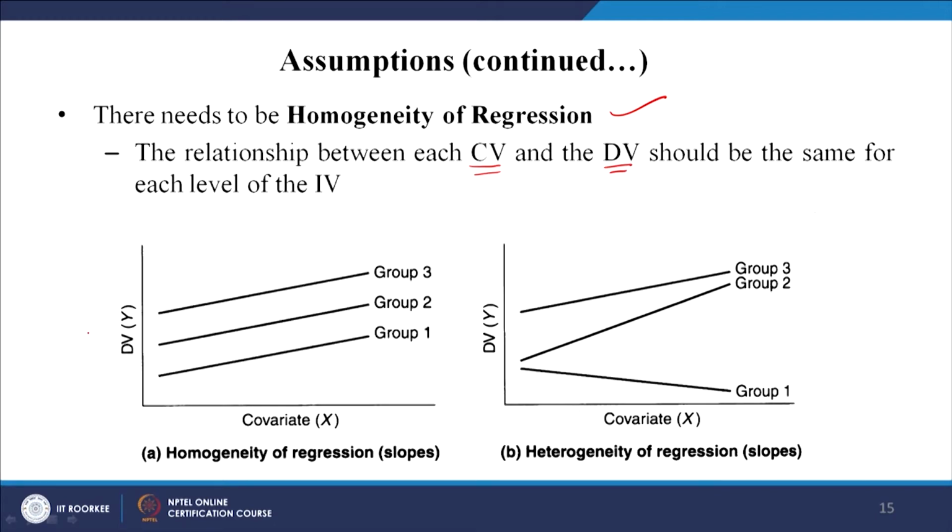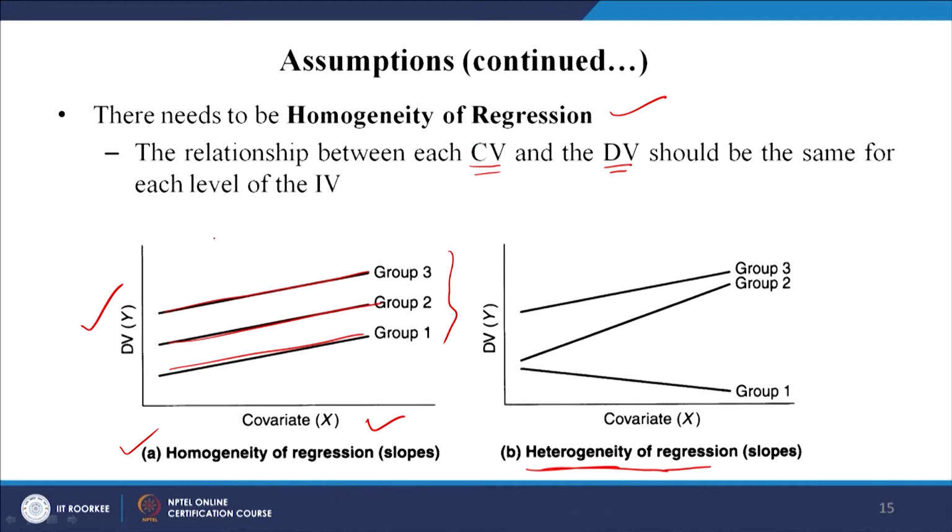Now, look at this. This is my dependent variable, this is my covariate, and there are 3 levels, right. If you see these 3 lines, you can understand they are not meeting each other, they are not interacting at any point. So, there is homogeneity of regression. But look at this same condition for group 3, group 2 and group 1. Now this is not showing homogeneity, rather this is a case of heterogeneity of regression, right. So, you should always try to see that the homogeneity of regression assumption is met.